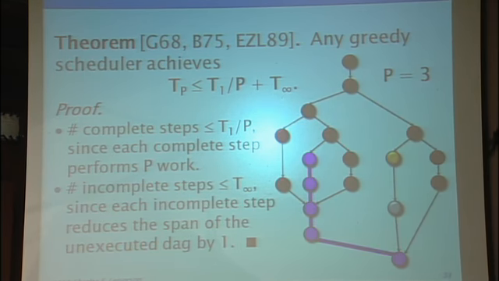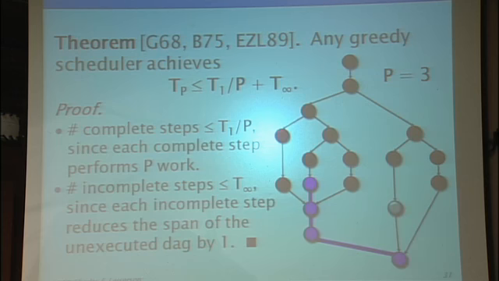Well, when I execute all of the ready threads that are ready to go, I guarantee to reduce the span of that unexecuted DAG by at least 1. Okay? So as I do here, I reduce it by 1 when I execute.